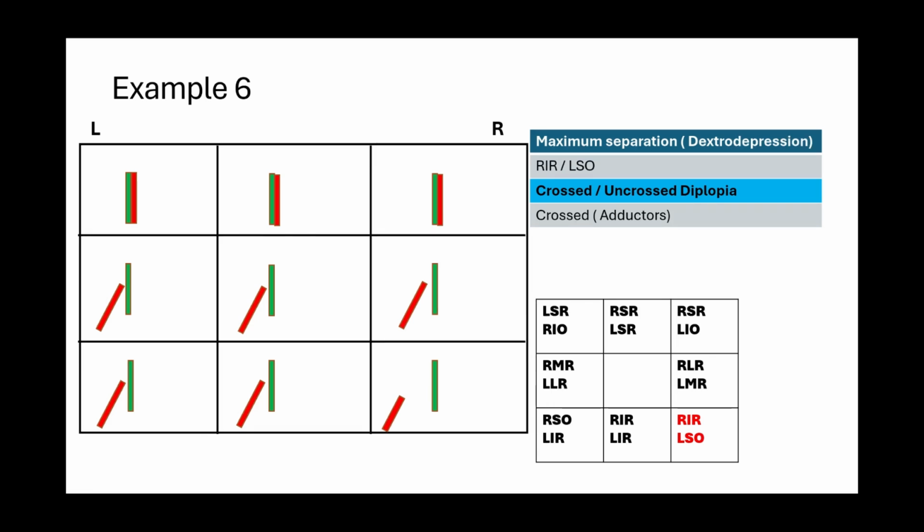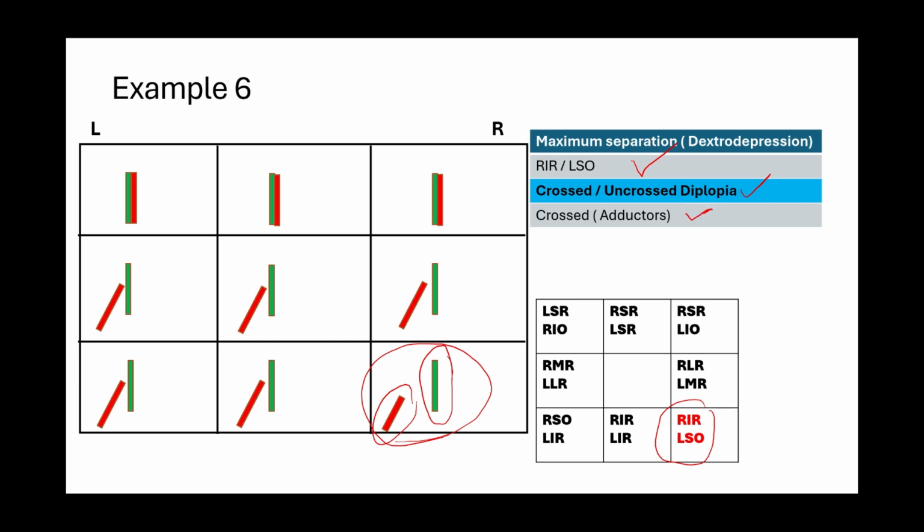Let's see one more example. What is the area of maximum separation here? It is dextrodepression. In dextrodepression, what are the muscles that are acting? Right inferior rectus and left superior oblique. So by looking at the area of maximum separation, we have come to a conclusion that one of these two muscles is the culprit. Now again, let's see whether it is a crossed or uncrossed diplopia. The right image, that is the red, is on the left side and the green image is on the right side. So it is a crossed diplopia.